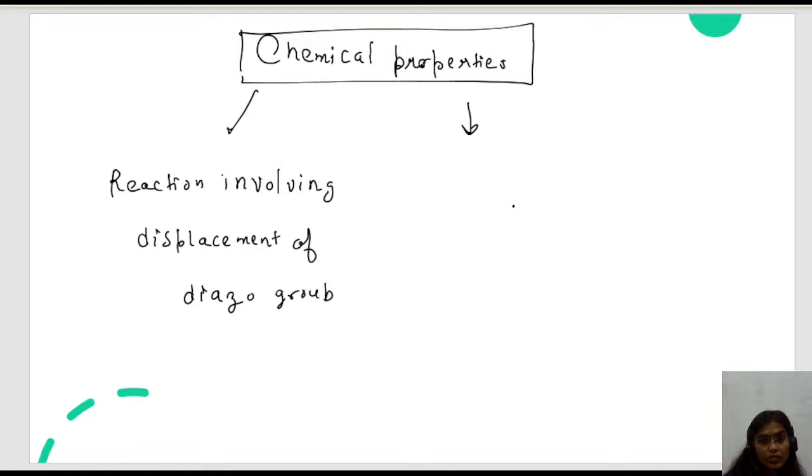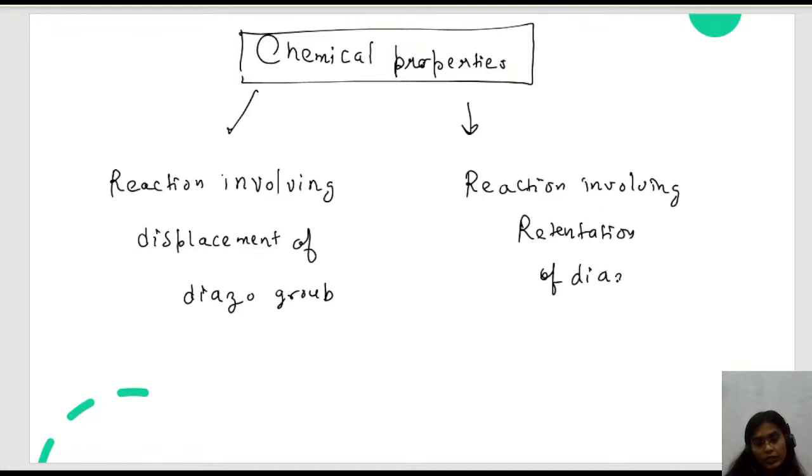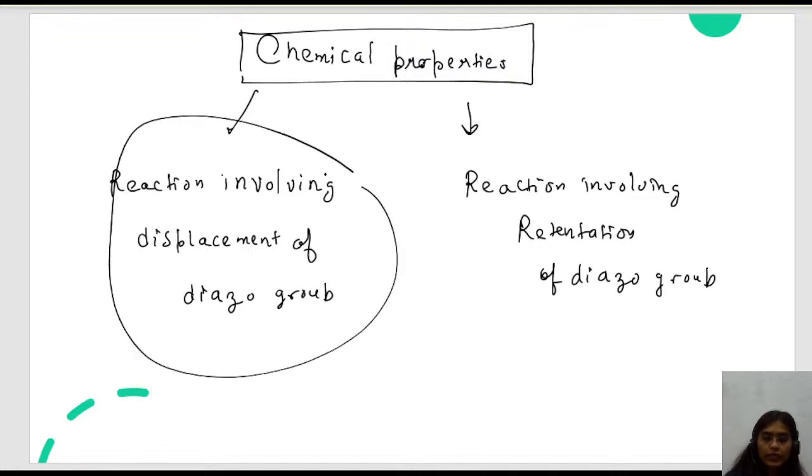And the second one is reactions involving retention of the diazo group. In this case, the diazo group has to be maintained, and in the other case, it is not going to be maintained. So let's discuss the first portion first, and again, it is a repeated part. Be noted this portion.